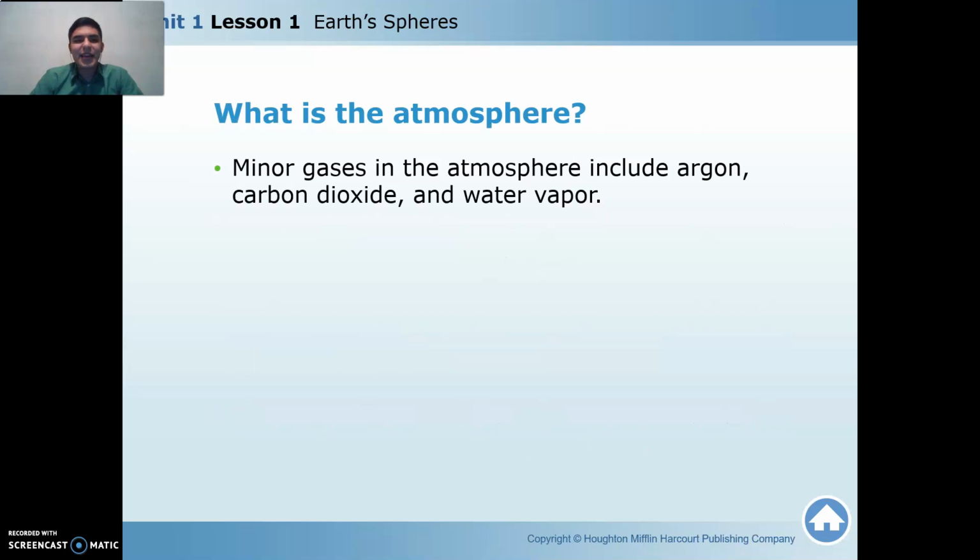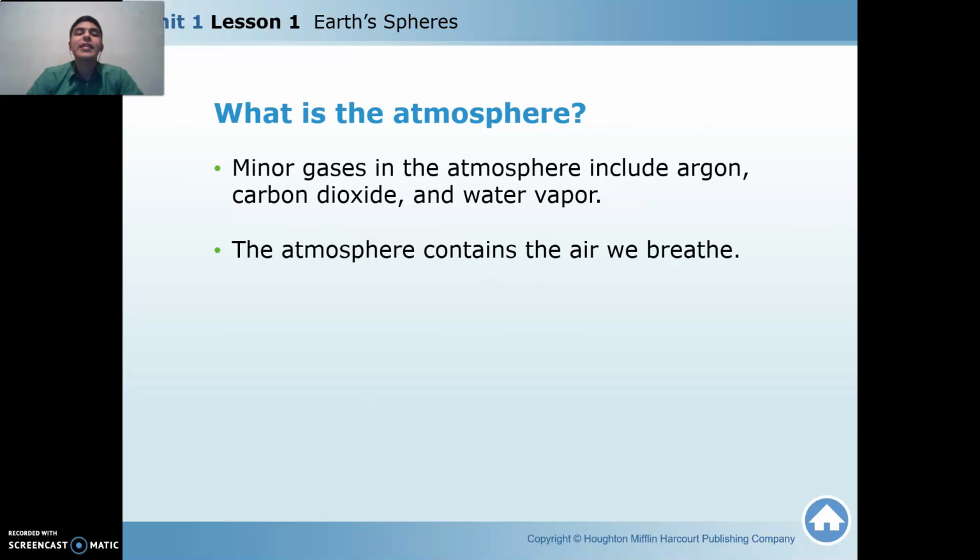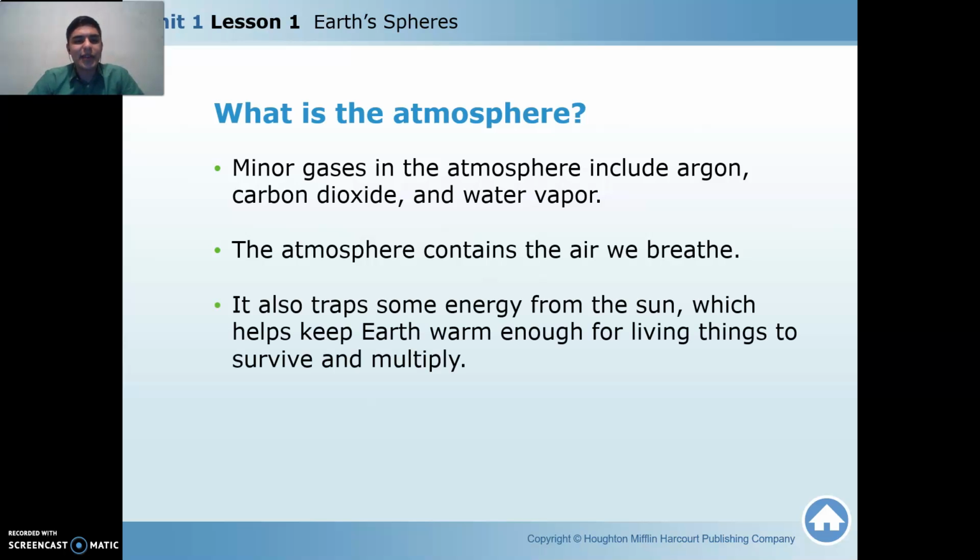We continue with some of the atmosphere. Minor gases in the atmosphere include argon, carbon dioxide, and water vapor. But we know now that carbon dioxide is increasing due to human activities. The atmosphere contains the air we breathe, and it also traps some energy from the sun, which helps keep Earth warm enough for living things to survive and multiply.